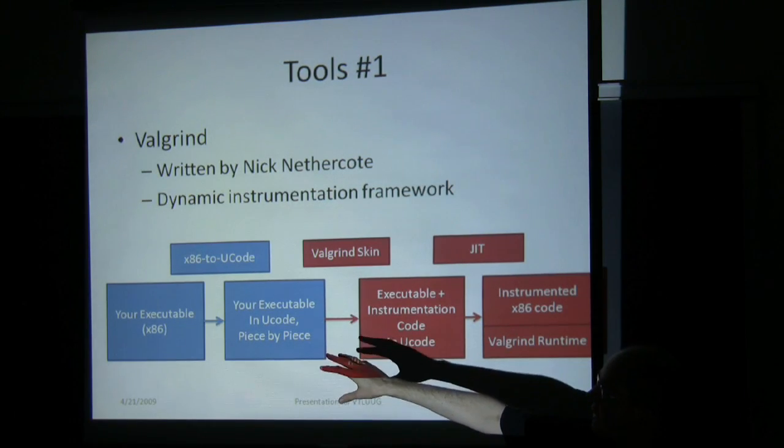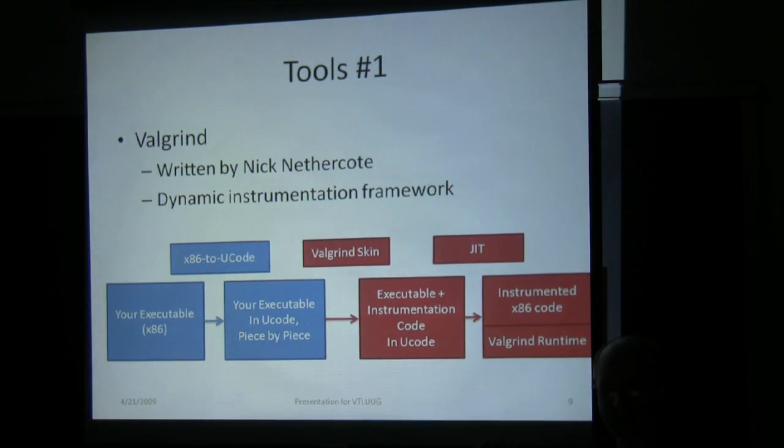So you start with an ordinary executable, and when it's run on Valgrind, the actual machine code in that executable is not directly executed. Rather, starting from the entry point of the executable, a piece of code is analyzed. It is translated into a higher level representation called U code, which is an intermediate representation. Think of it as a high level RISC-like code.